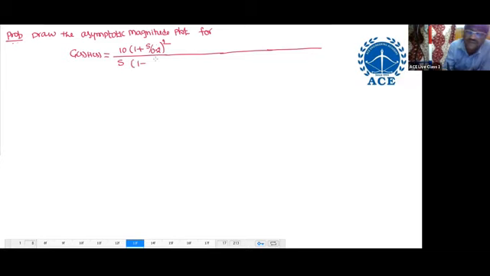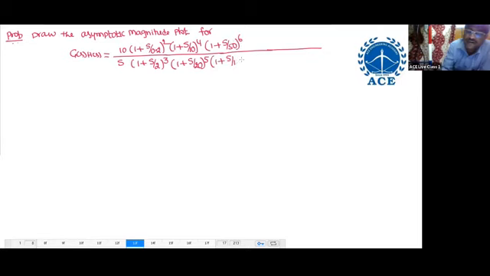For G of S, H of S equal to 10 by S into 1 plus S by 0.2 whole square, 1 plus S by 2 whole cube, 1 plus S by 10 whole power 4, 1 plus S by 20 whole power 5, 1 plus S by 50 whole power 6.